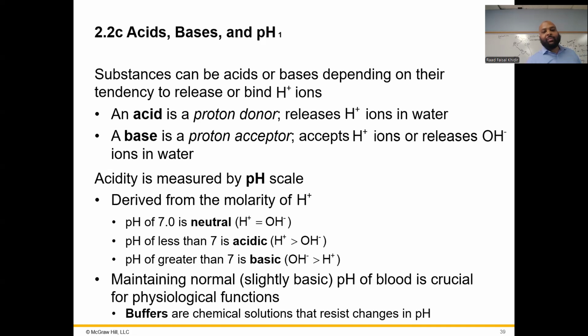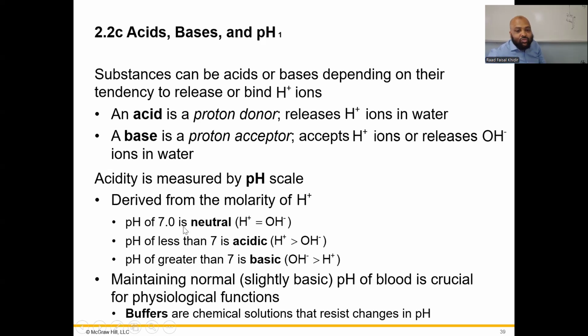So you must really have a good understanding of the pH. Substances can be acids or bases, depending on their tendency to release or bind hydrogen ions. An acid is a proton donor that releases hydrogen proton ions in water, and a base is a proton acceptor. It accepts hydrogen proton ions or releases hydroxyl ions in water. Acidity is measured by the pH scale. So we talked about that.